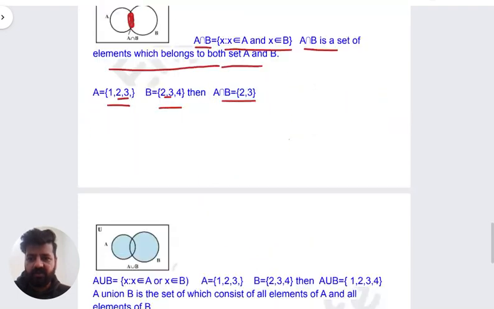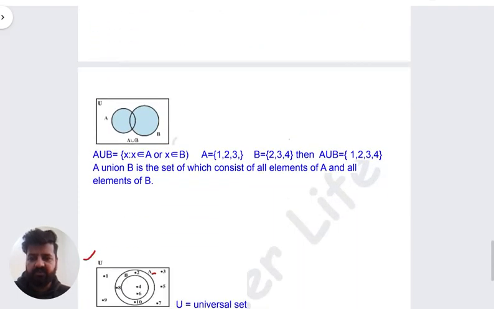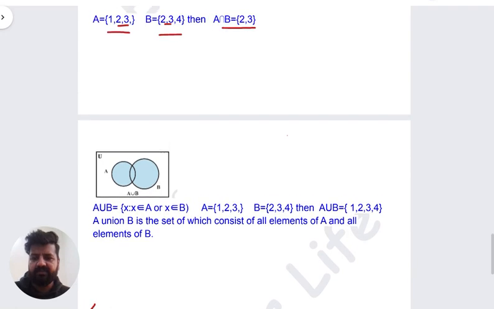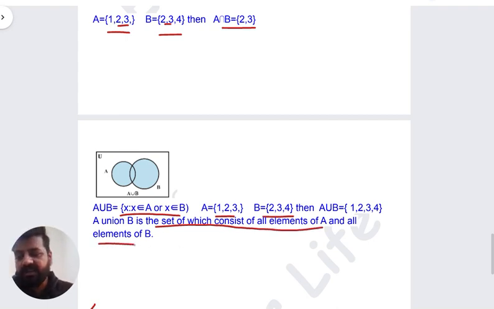Now we come to the A union B. A union B, my dear, what is A union B? The A union B is a set of all x such that x belongs to A or x belongs to B. For example, A contains elements 1, 2 and 3, B contains 2, 3, 4. Then A union B will be what? A union B is the set which consists of all elements of A and all elements of B.